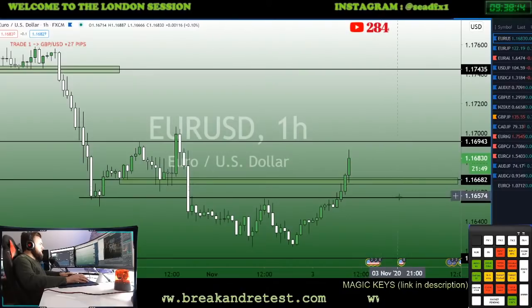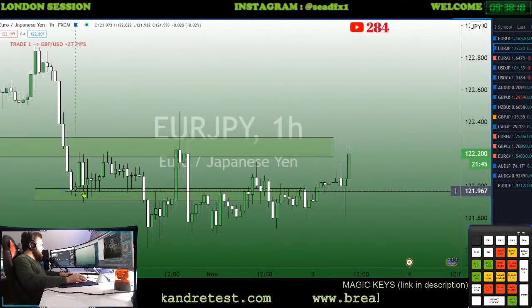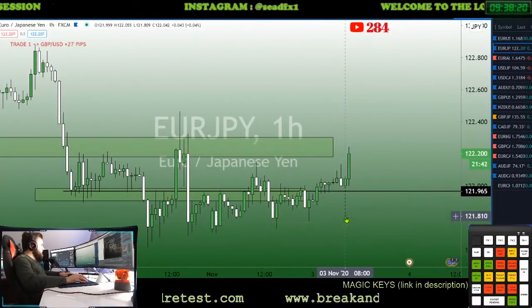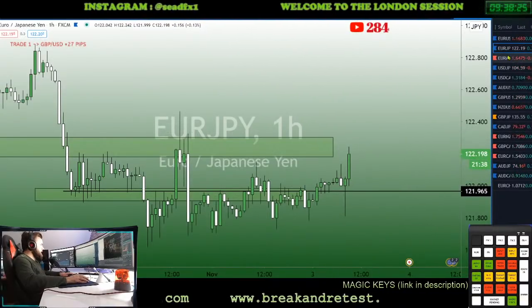Yeah, EURUSD also was pretty nice. Even EJ was nice. Rejected all the way up, closed bullish, did a small pullback to continue all the way up. Pretty nice.